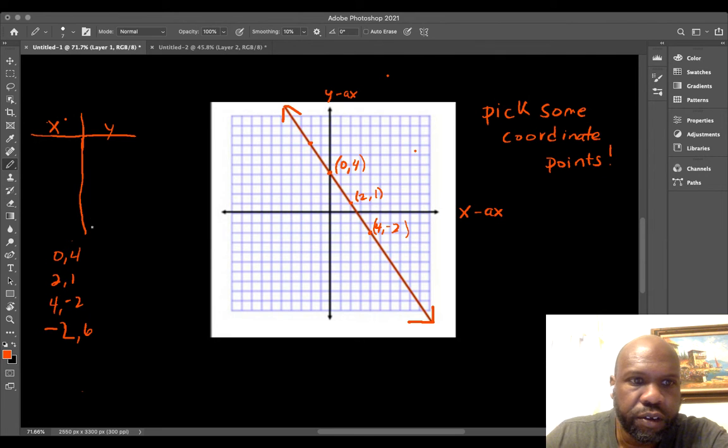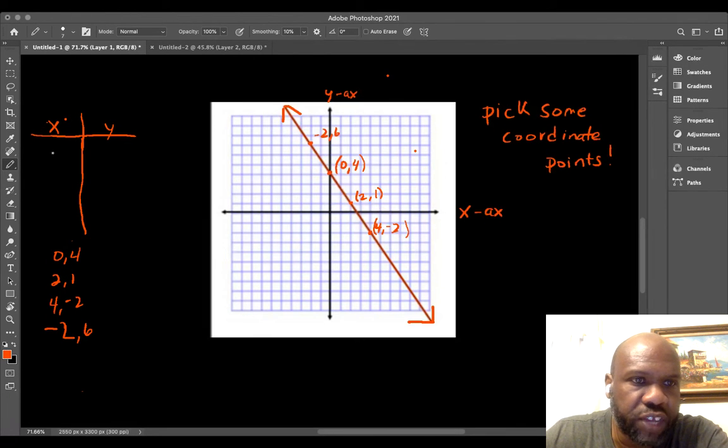Negative 2, 6. Okay, so those are the quadrant points that we have here. So we put negative 2, and then we put 6. Those are the quadrant points. So what we do with these quadrant points is we can actually put these in the table. The x is going to be the independent variable that's on the x-axis, and the y is going to be the dependent variable.